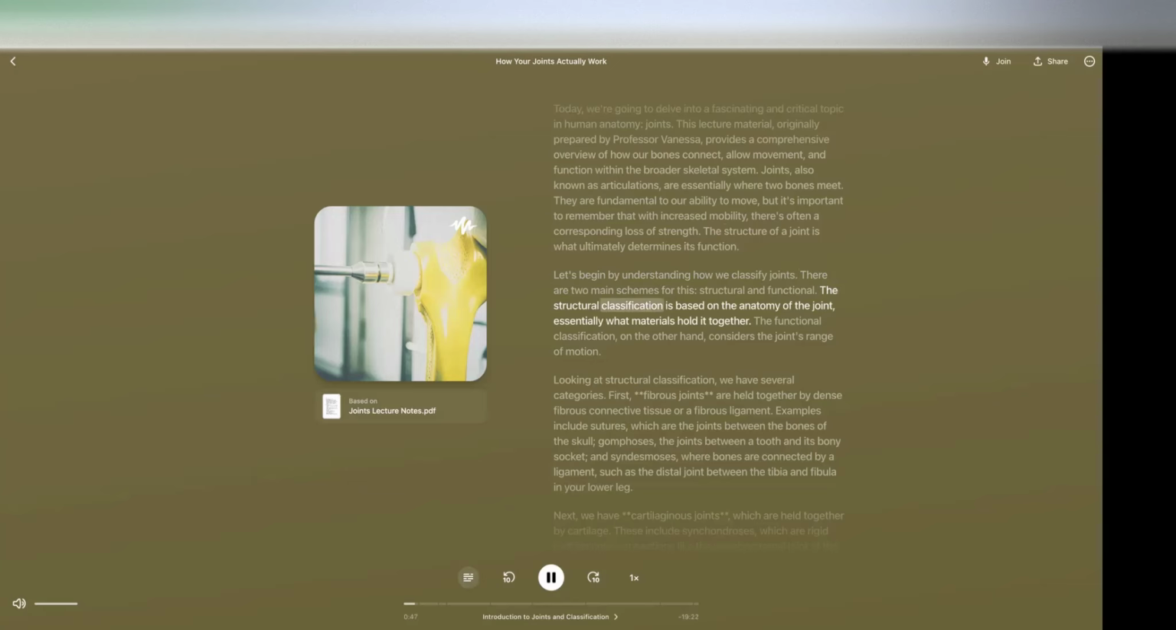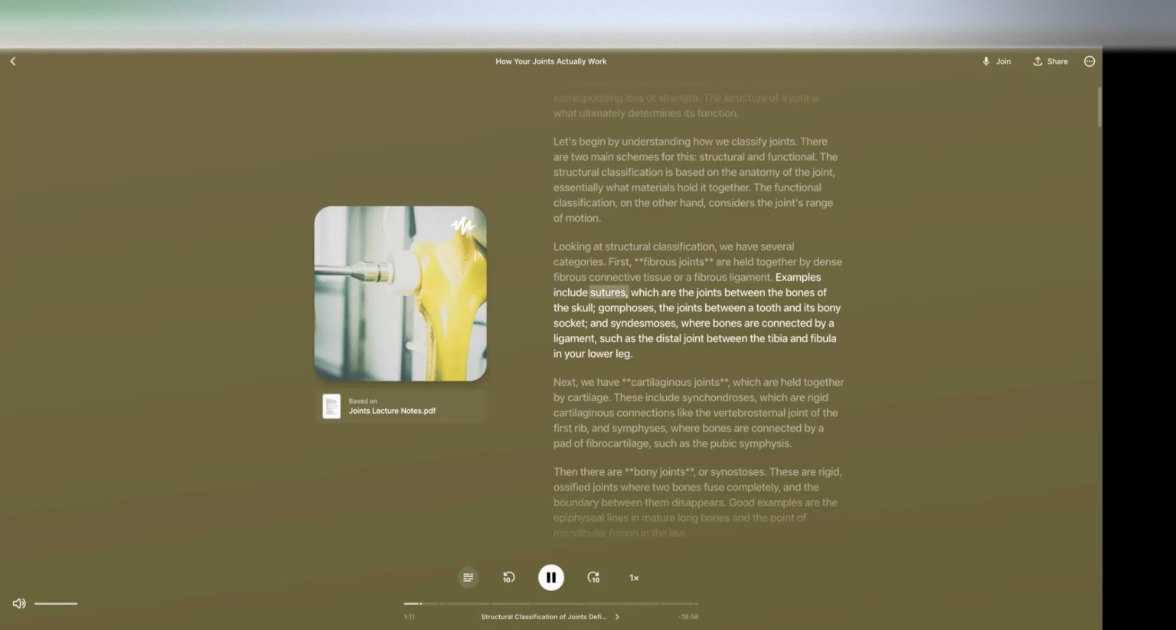The structural classification is based on the anatomy of the joint, essentially what materials hold it together. The functional classification, on the other hand, considers the joint's range of motion. Looking at structural classification, we have several categories. First, fibrous joints are held together by dense fibrous connective tissue or a fibrous ligament.